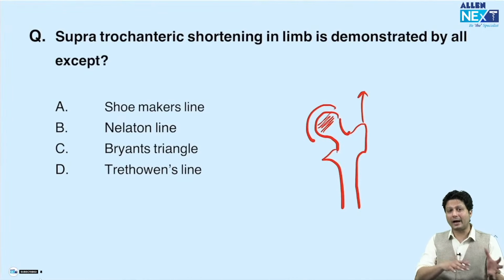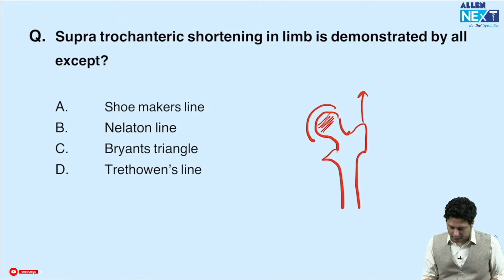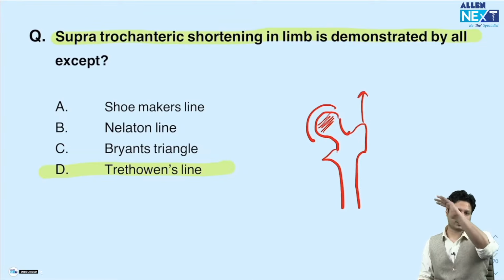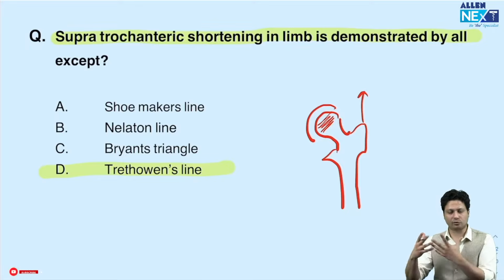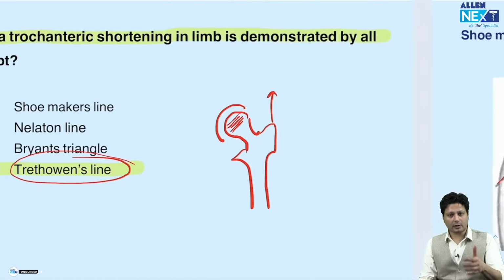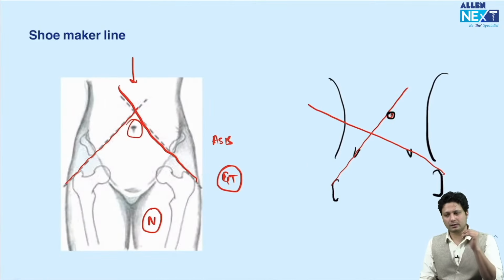Now, if you go back to the question, that supratrochanteric shortening is demonstrated by all except: Shenton, Nelaton, Bryant, all of them are these. Trethowan line is the answer for this question. Actually, Trethowan line is for slipped capital femoral epiphysis, where the line is projected from the lateral border of the neck and is projected proximally. If it is passing the acetabulum, it is normal. If it is not passing the acetabulum, it is SCFE. So, this Trethowan line is not the answer for this question. All right. But it is important for you to know about Shenton line. It is important for you to know about Nelaton line and the Bryant triangle.